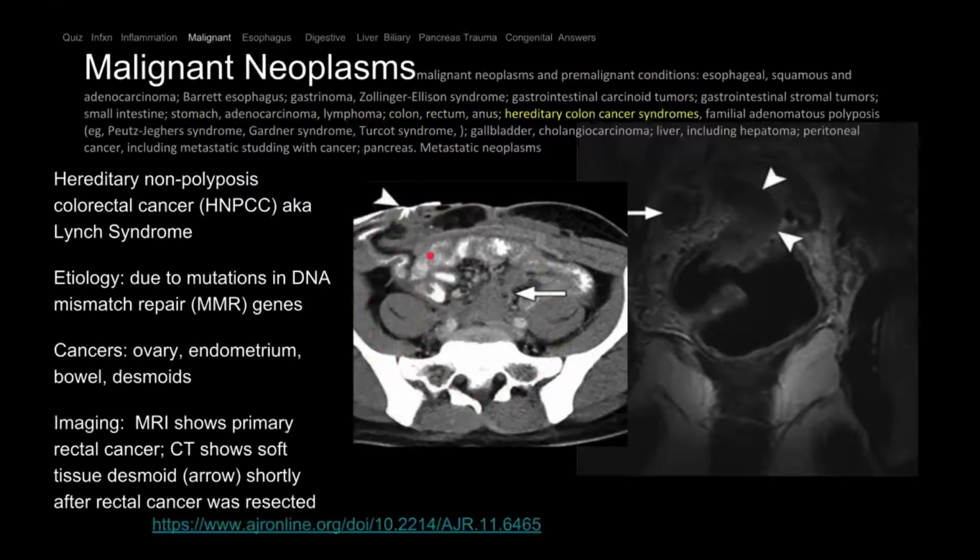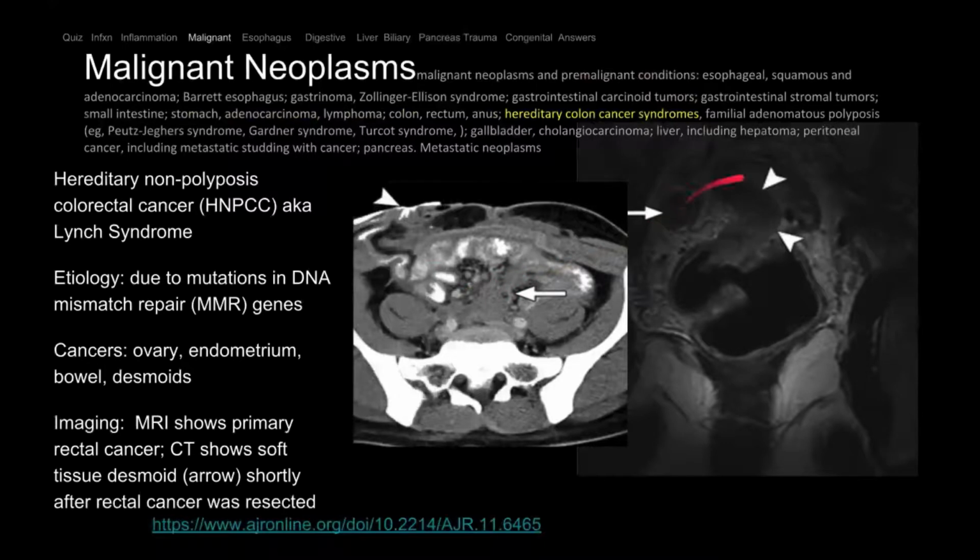So malignant, we're going to move on to hereditary syndromes. One of these is hereditary non-polyposis colorectal cancer, Lynch syndrome, which is due to a mutation in the DNA mismatch repair. So patients get a lot of different kinds of cancer. Here's a patient who had primary rectal cancer. You see this is a normal bowel wall of the rectum. And then here you have bowel wall thickening and mass-like soft tissue signal. And there's adenopathy here, lymph node metastasis.